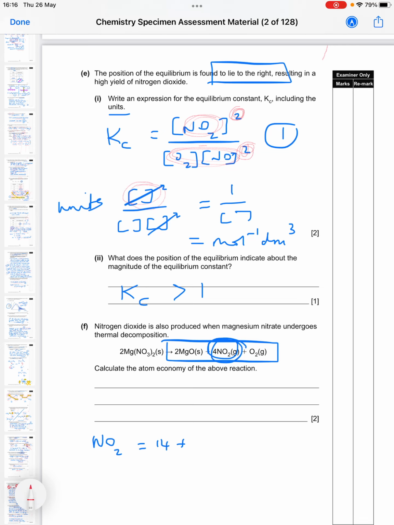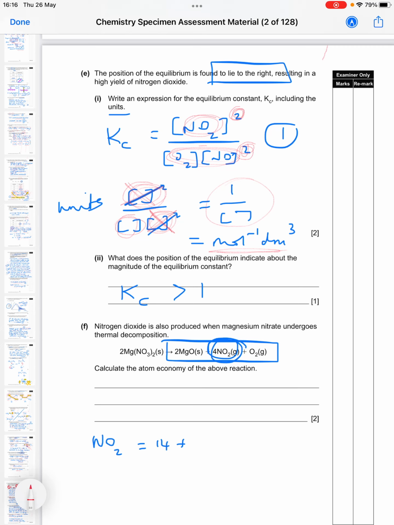For the units, I just do the concentration sign: concentration squared over concentration times concentration squared. We can cancel out the squared ones top and bottom, which gives us 1 over concentration, and writing that as units, it's mol^-1 dm^3.